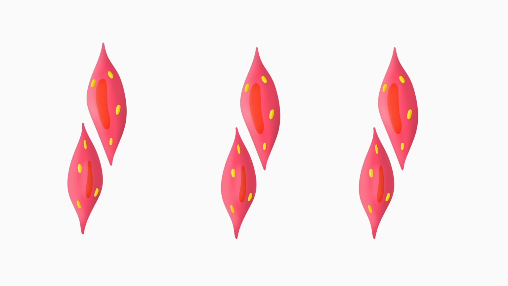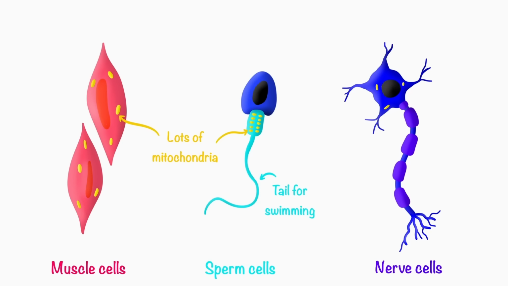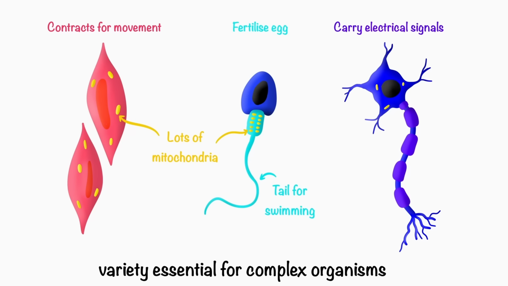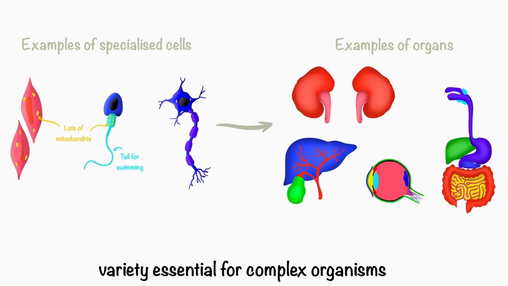Not all cells look the same. In fact, cells in your body have many different structures to suit their different functions. This variety of cell types is essential for complex organisms like humans. Without specialized cells, we couldn't have all the different tissues and organs that make up our bodies.